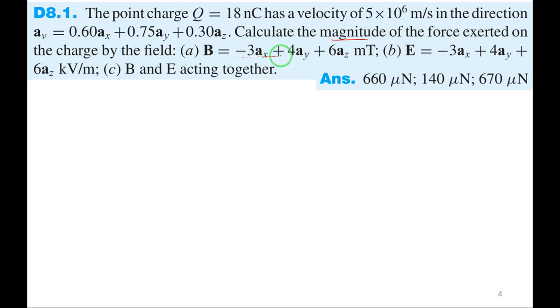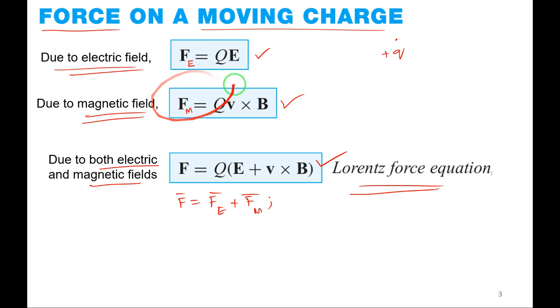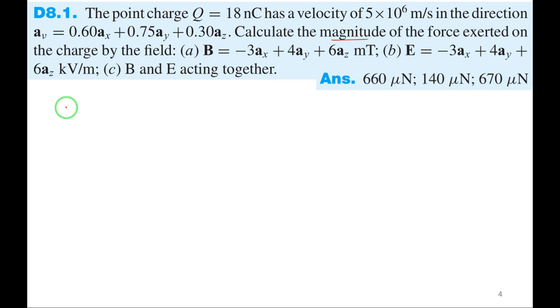Part A, magnetic flux density is given. Whenever there is only magnetic field, find the force experienced by the moving charge. Then part B, electric field is given. Whenever there is only electric field, find the force experienced by the moving charge. Then part C, both magnetic flux density and electric field are present acting together. We know these three formulas, so we'll make use of them and solve it. I'll take up part A first.